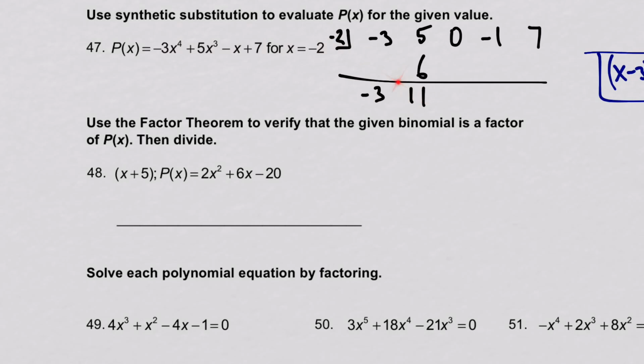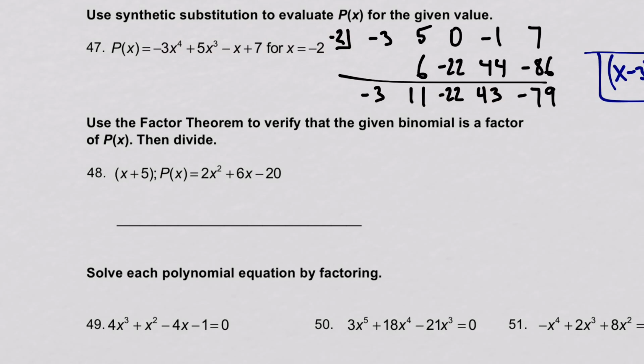-2 times 11 is -22. 0 and -22 is -22. -2 times -22 is positive 44. -1 and 44 makes 43. And -2 times 43, right here, is going to be -86. And -86 and 7 make -79. That's your answer right there.